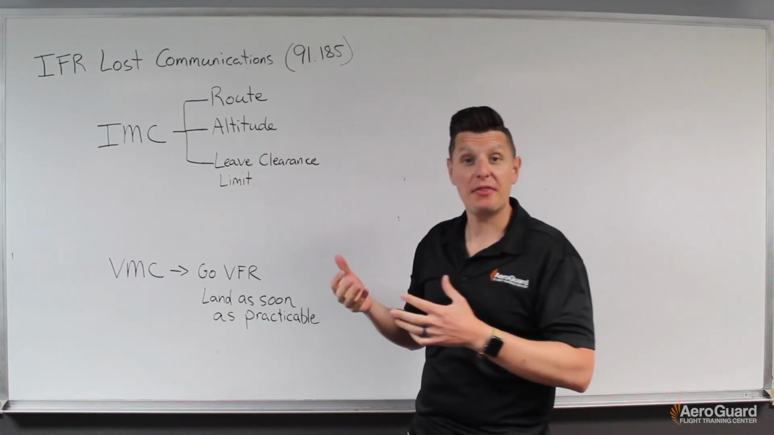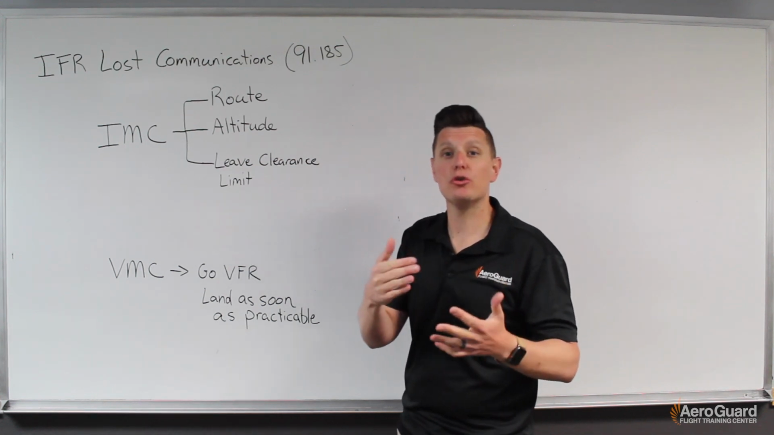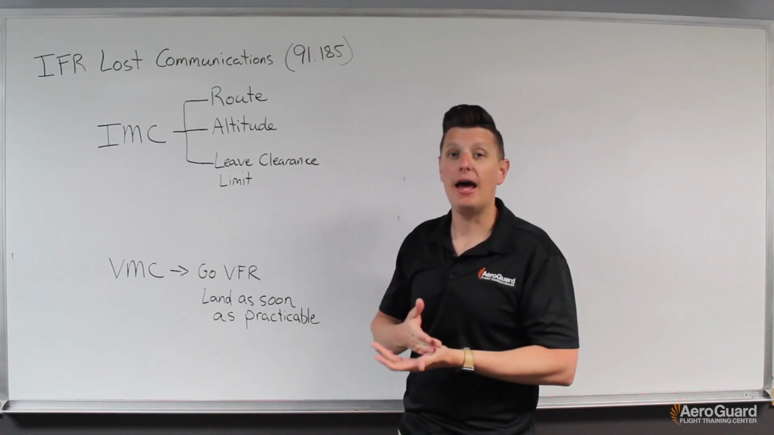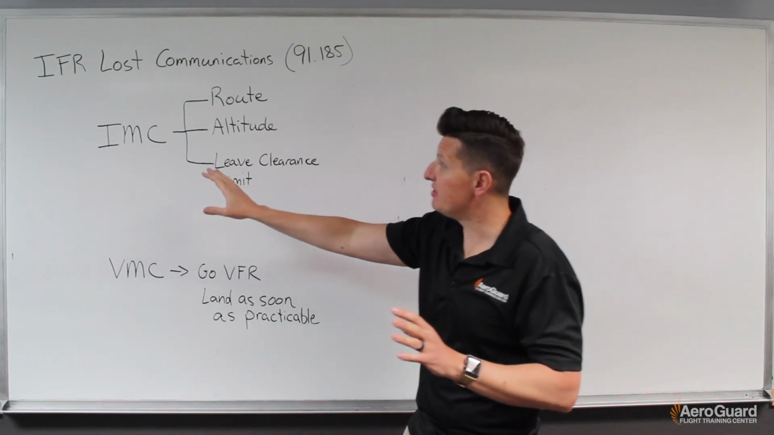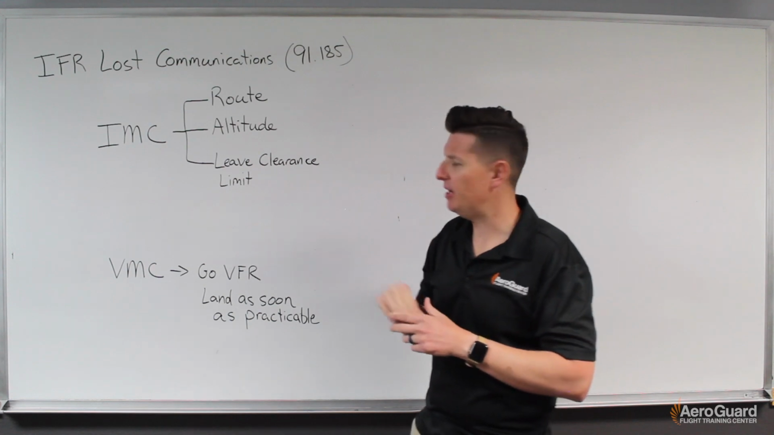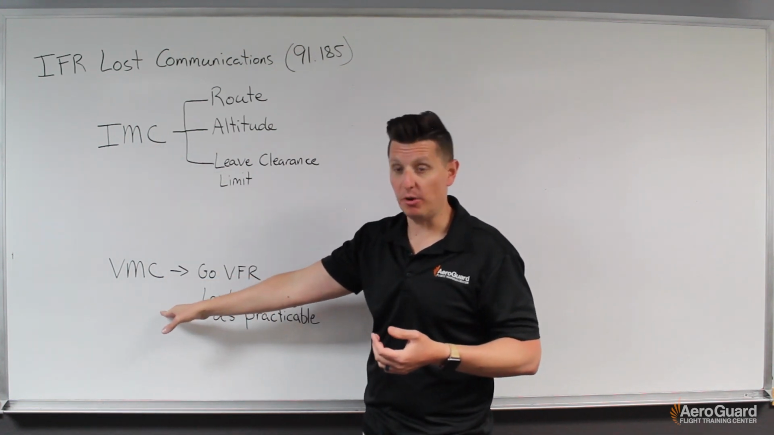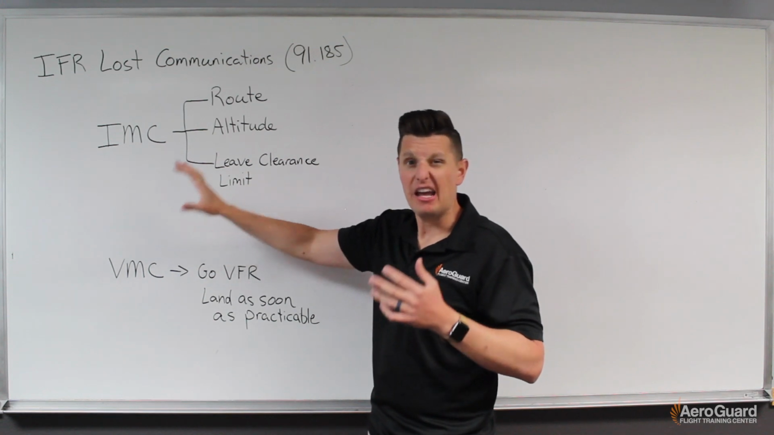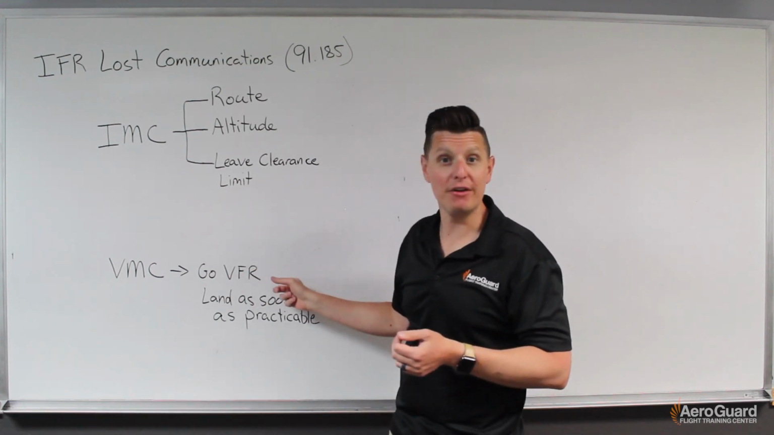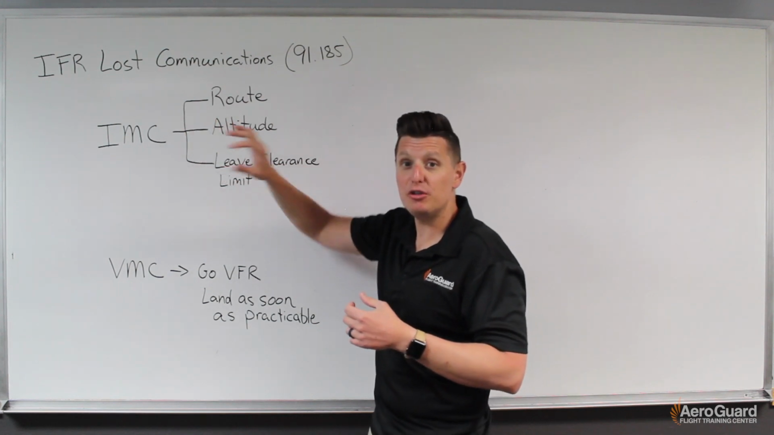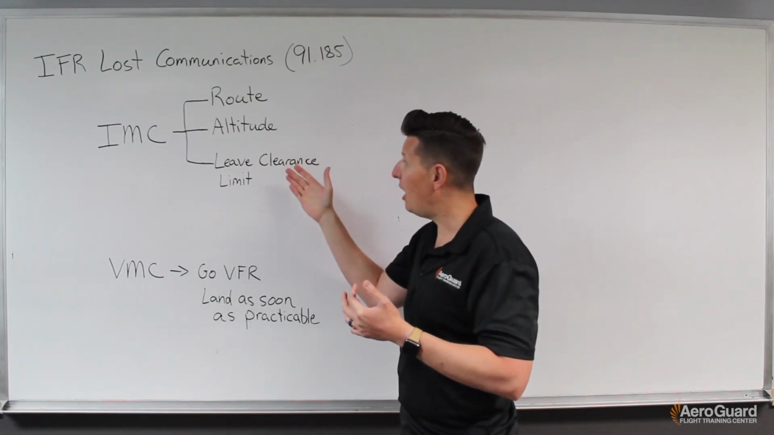If, however, that is not the case and you find yourself in IMC, then you would need to follow these particular rules to ensure that you stay on the correct route and altitude, and ensure timing is correct as well. What is interesting is that sometimes this gets messed up. It's not that at the very beginning, when you experience lost communications, you make the choice whether you're going this way or this way. Yes, that's true, but it's not indefinite. If at any time throughout your flight you experience VMC, you pop out of those clouds, then go VFR. Even if you're following this way, as soon as you come out of that weather, you can immediately go VFR and land as soon as practical.